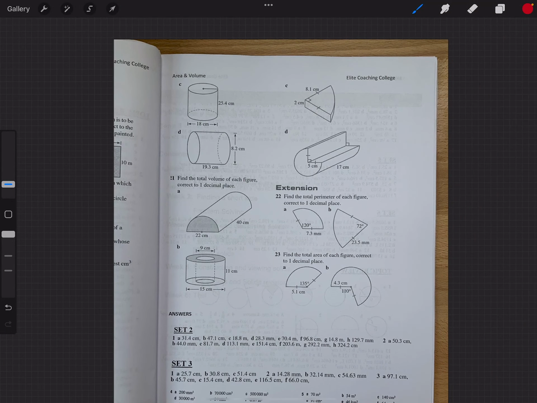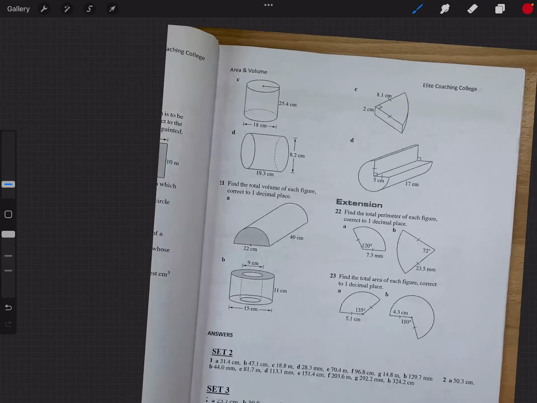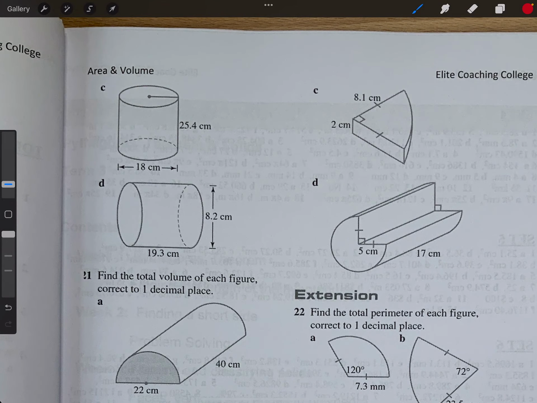Oh, so we have to find... Okay, so we continue on with the previous question. You're asked to find the volume in centimeters cubed, and you're asked to find the capacity by converting this into milliliters and then converting it into liters. You can do that on your own. These are the same, so C and D, they're just cylinders, very simple.